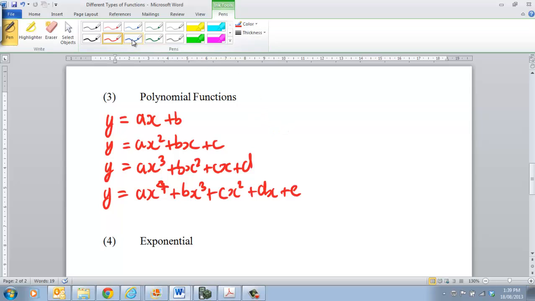Now, the main thing here is this has got how many turning points? 0 turning points. This has got 1 turning point. This one here will have 2 turning points.